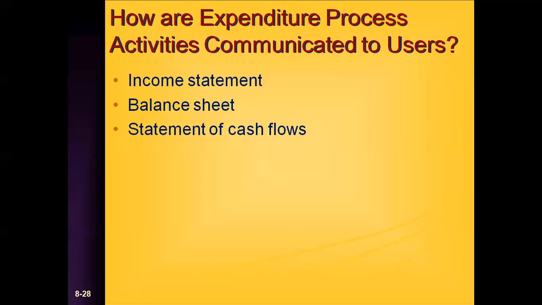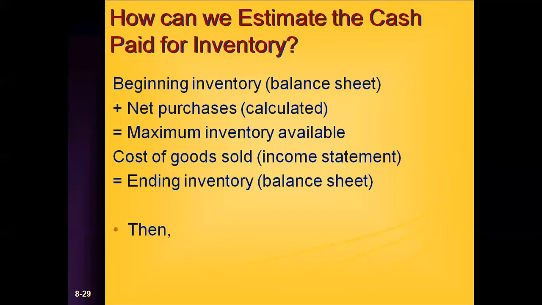And you would have a statement of cash flows, which would contain information related to cash paid for inventory and other expenditure process items. So, basically, expenditure process information appears in the three basic statements that we have used in the past: the income statement, the balance sheet, and the statement of cash flows.